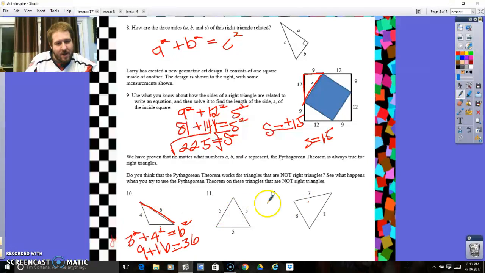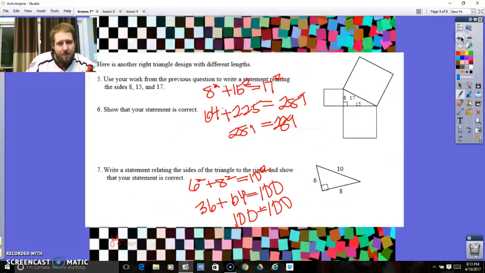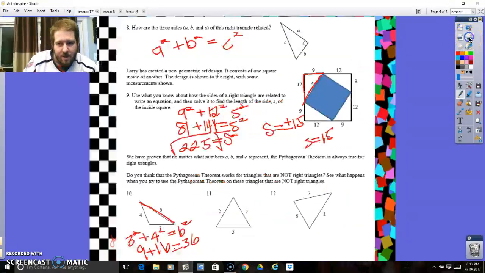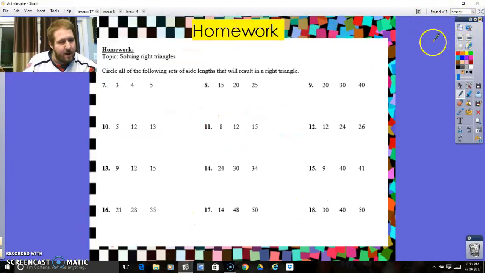Now, you'll notice it doesn't work for any of these triangles, but it worked for all the other triangles. The reason is that every other triangle we did, you probably noticed, was a right triangle. So the Pythagorean theorem only works if it's a right triangle. It can't be an equilateral triangle. It can't be this obtuse triangle. It can't be an acute triangle. It has to be a right triangle.